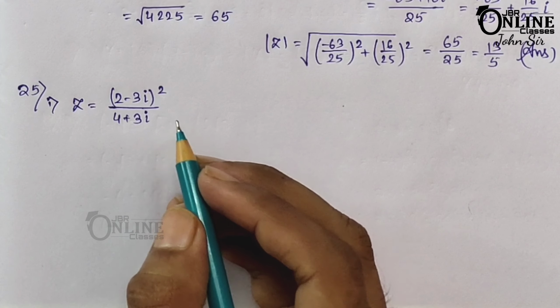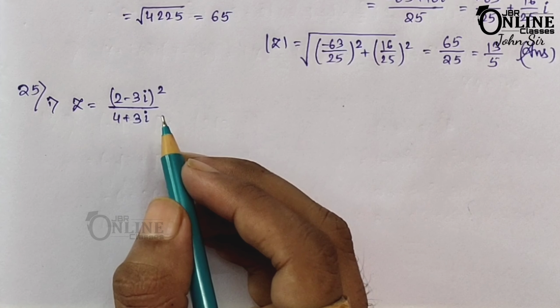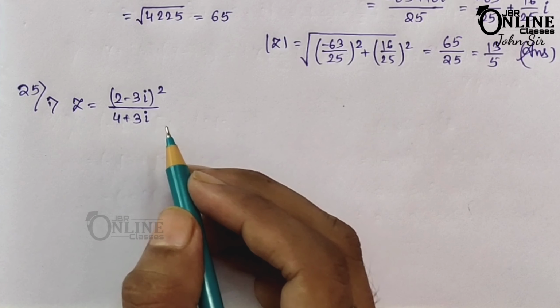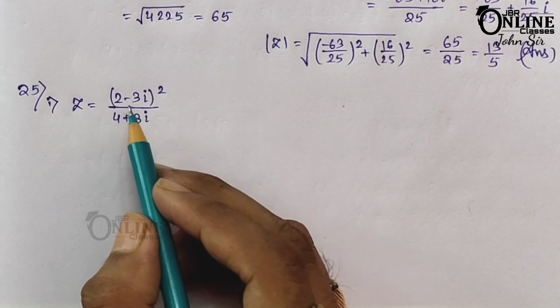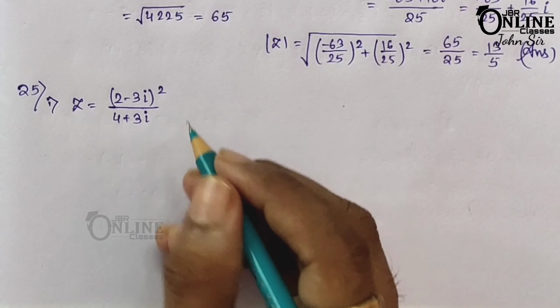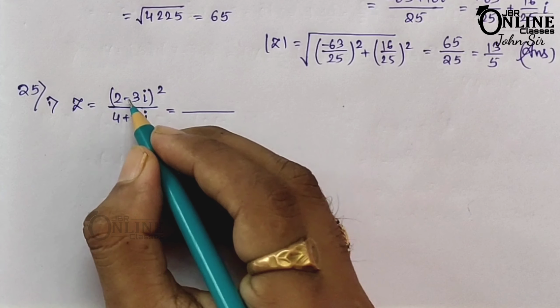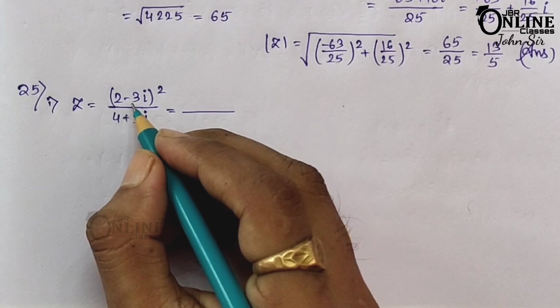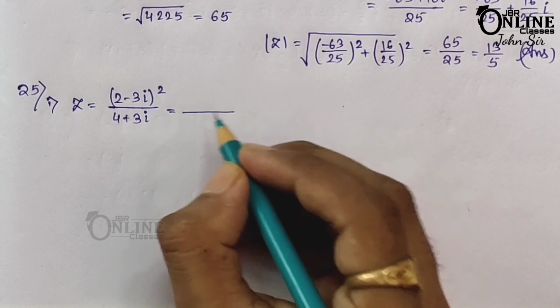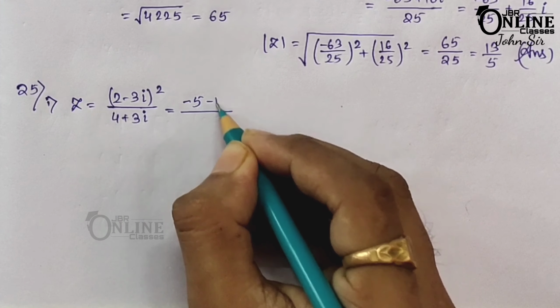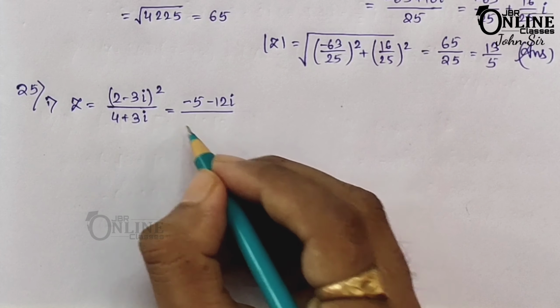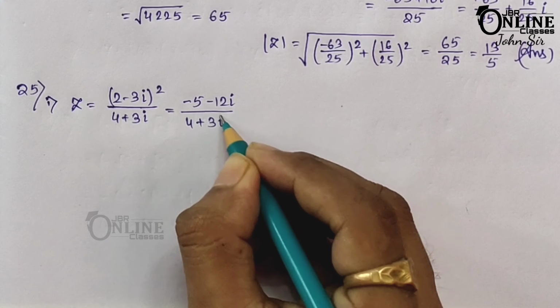Now next one, sum number 25(1). Here also you have to find out the modulus of the following. So here z equals (2 minus 3i) whole square by (4 plus 3i). Okay, so now if you apply the (a minus b) whole square formula, then you will get minus 5 minus 12i, and the lower one will be 4 plus 3i.